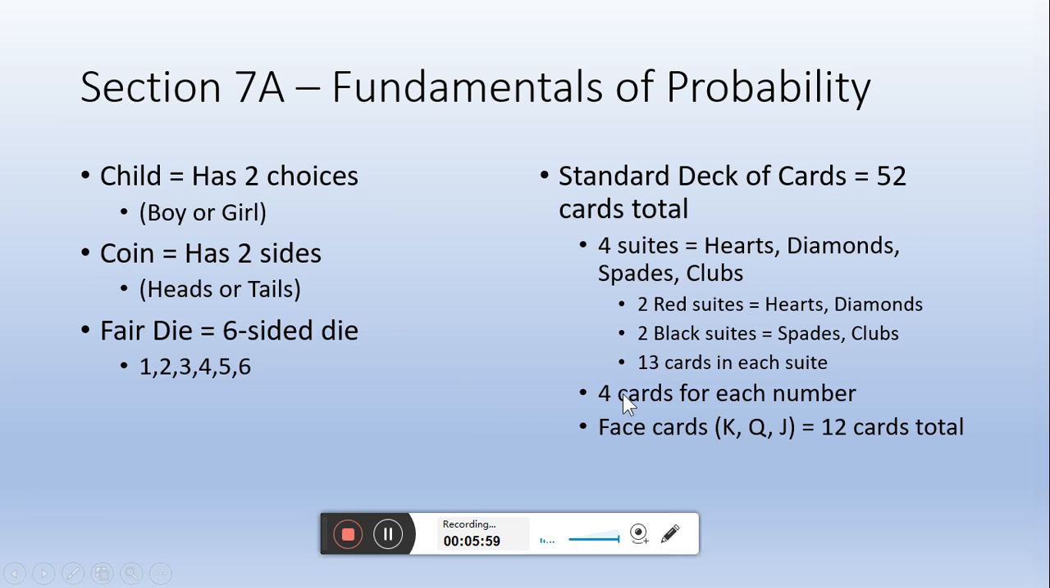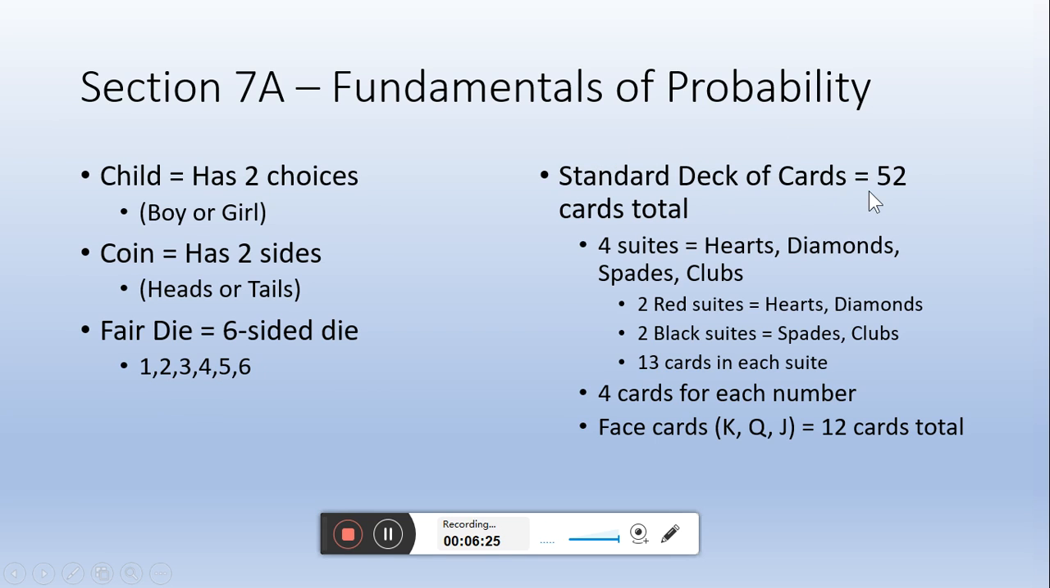Now, in section 7a, or technically in the whole chapter 7, here's a few things that you need to know. A child has 2 choices, which is a boy or girl. A coin has 2 sides, which is heads or tails. A fair die is basically a 6-sided die, and you have the numbers 1, 2, 3, 4, 5, and 6.